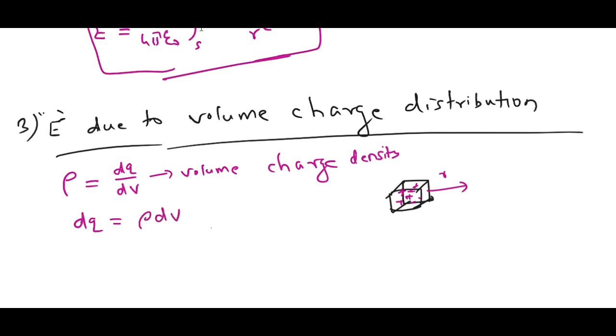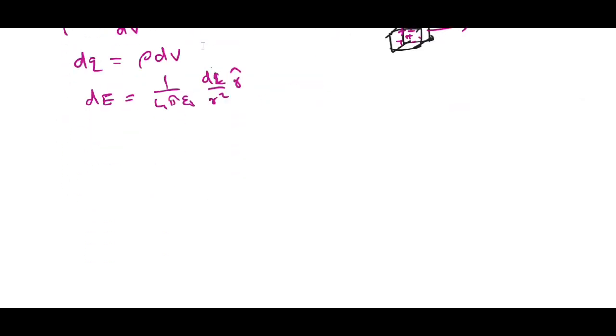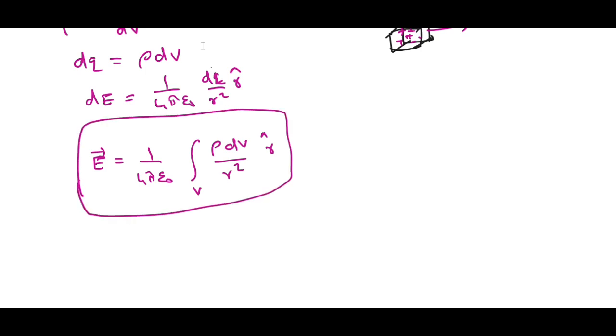Expression for the electric field due to charge dq, that is 1 by 4 pi epsilon 0 dq divided by r square r cap. Then if you replace this dq by the above expression, then total electric field we can write 1 by 4 pi epsilon 0 into rho dV by r square r cap. This is the volume integral. This is the expression for the electric field due to volume charge distribution.